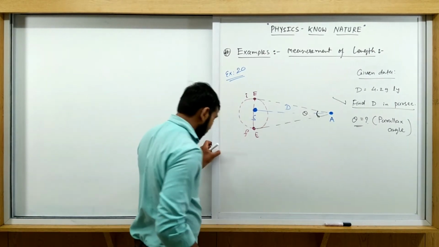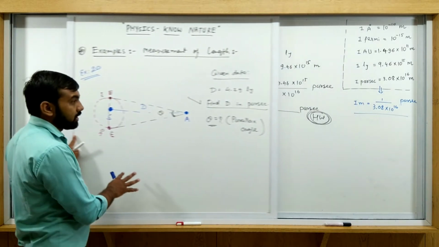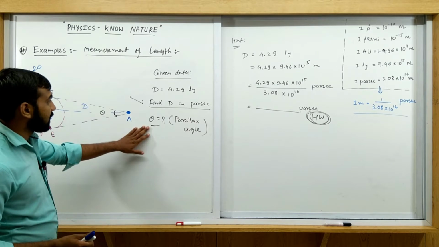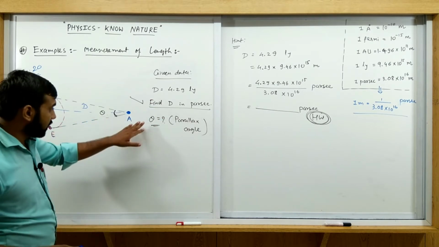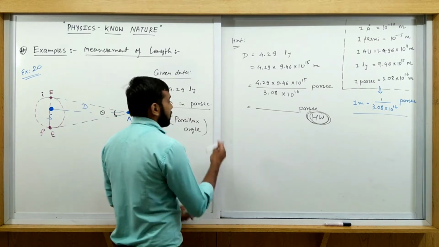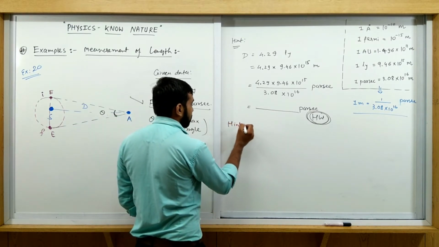We have to solve this second problem also. This one, the figure is here. Now second, what is the relation between theta and D? What is the relation between theta and D? So second hint for a second problem.